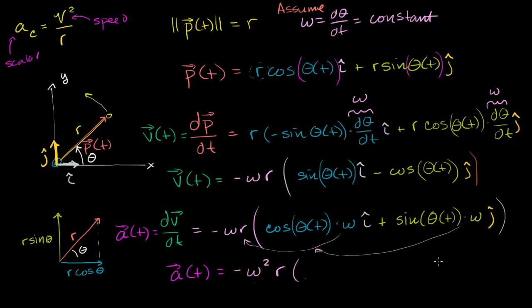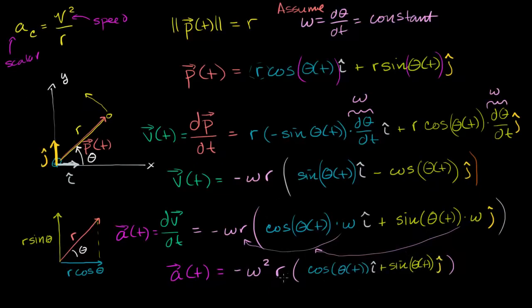and I'll write it in parentheses here, times cosine of theta as a function of t, times our i unit vector, the color changing is the hard part here, plus maybe the same color, plus sine of theta, which is a function of t, times our j unit vector.